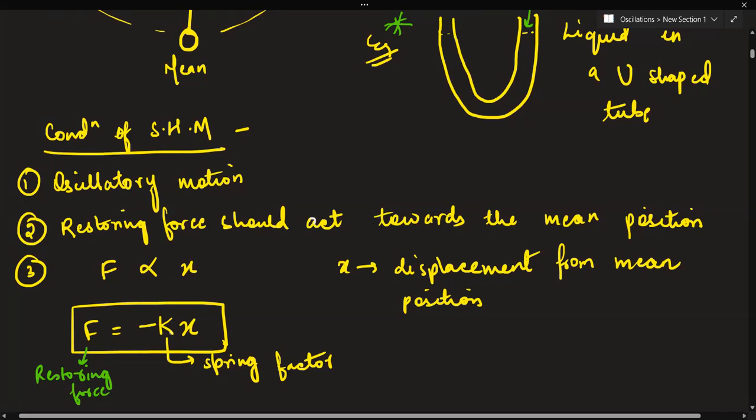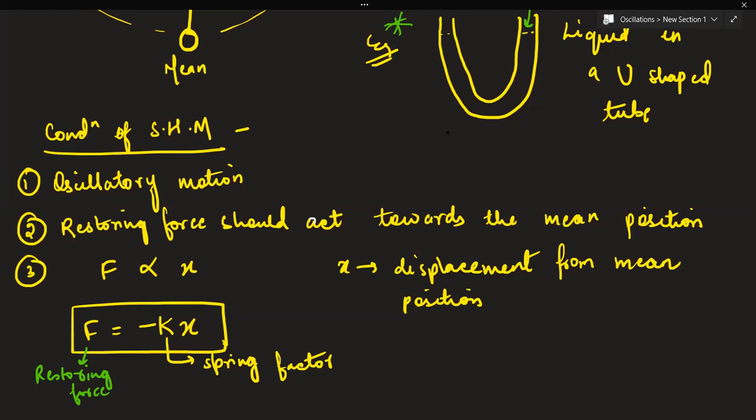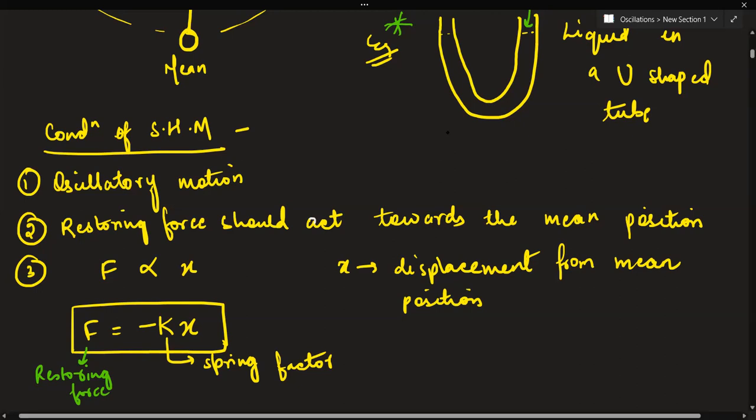Now, this is just a mathematical relation which says that whatever restoring force is applied is directly proportional to the displacement produced, or the extension produced from the mean position. So in order to remove the proportionality, we put a constant k, which is known as the spring factor. Now we add this negative sign to show that this restoring force is directed towards the mean position. So the formula for restoring force becomes F equals minus kx.